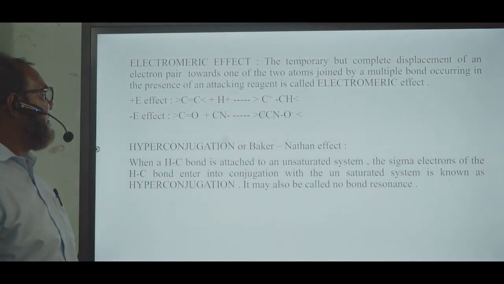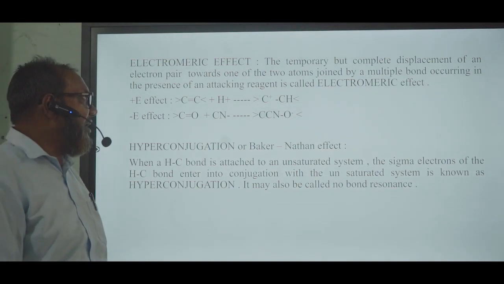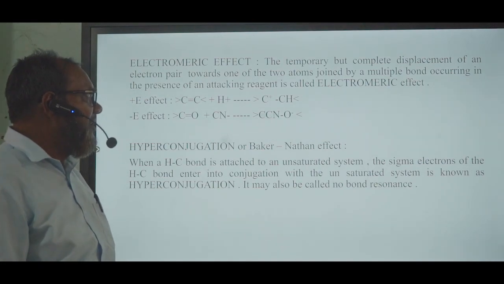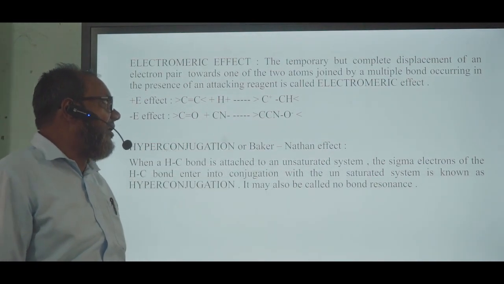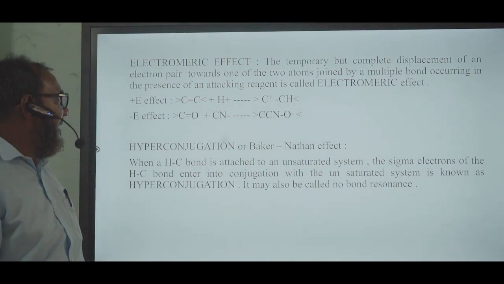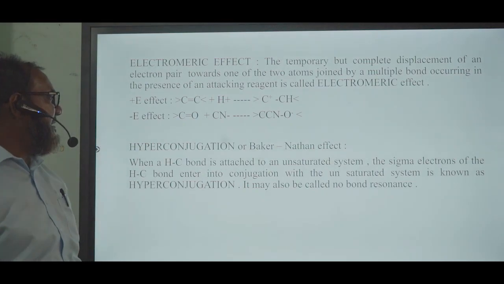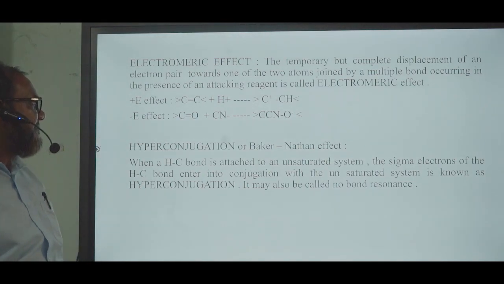Now, next one is electromeric effect. The temporary but complete displacement of an electron pair towards one of the two atoms joined by a multiple bond, occurring in the presence of an attacking reagent, is called electromeric effect. Now, this electromeric effect is also of two types. One is plus E effect and another is minus E effect.